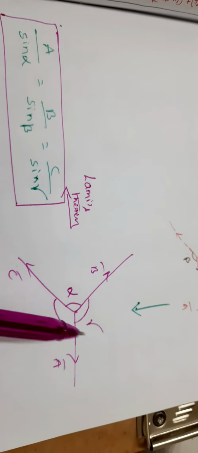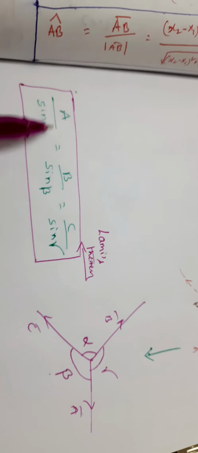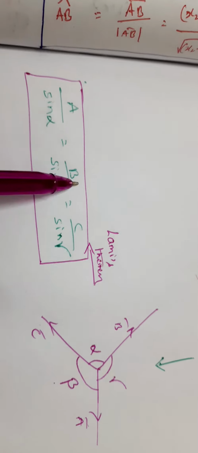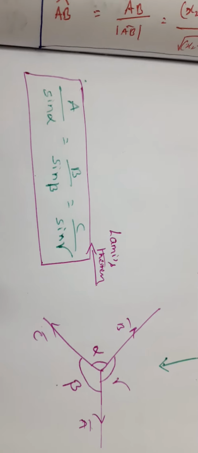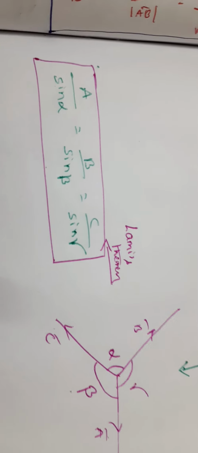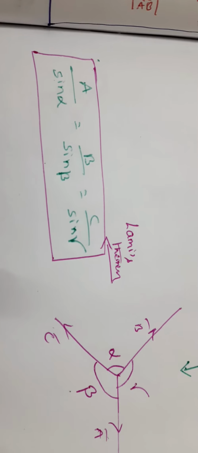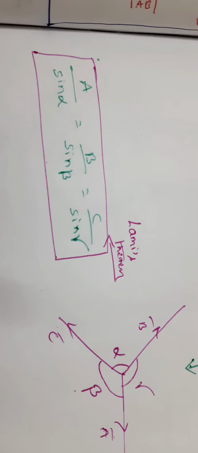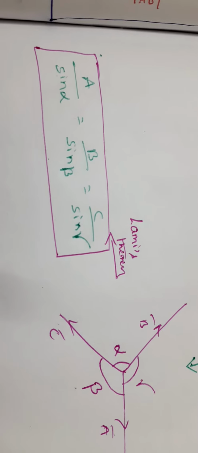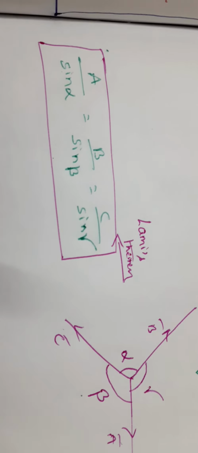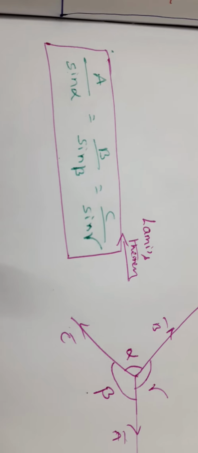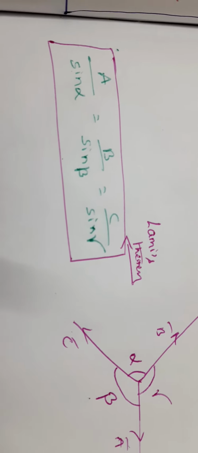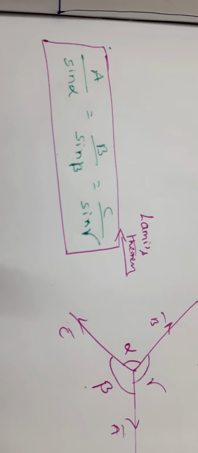So then Lami's theorem states that A by sine alpha is equal to B by sine beta is equal to C by sine gamma. Whenever three vectors acting on a body or at a point result in zero resultant, or three forces acting on a body keep the body at equilibrium, then we can use Lami's theorem.